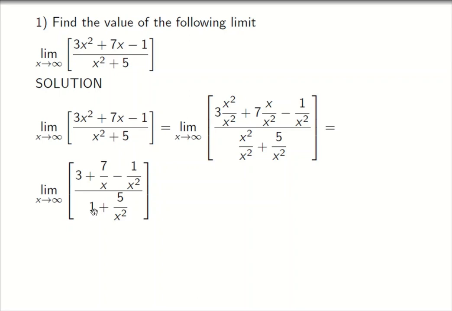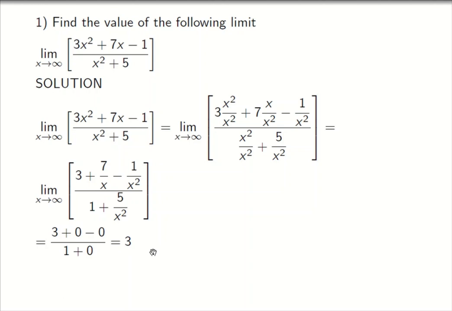So after putting all my infinities in, I'll get this side to be 3, this one to be 0 minus 0, over 1 plus 0, which gives me 3, right?